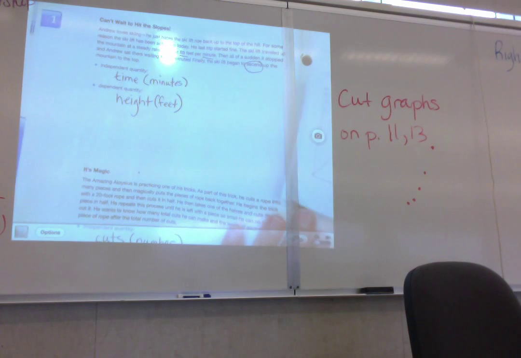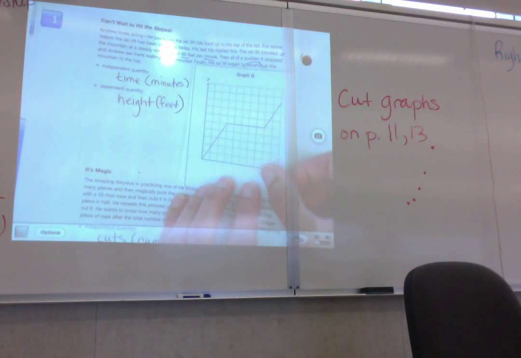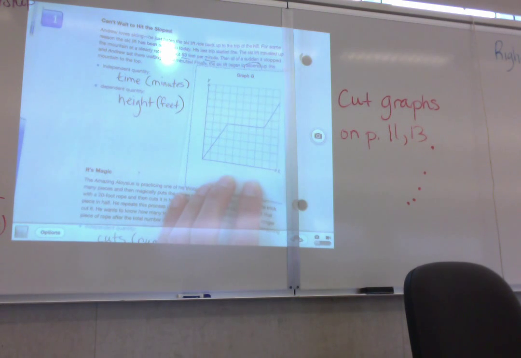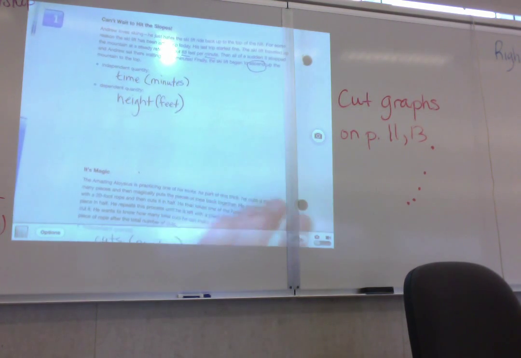Because in the problem, it said the lift started off and then stopped for 10 minutes, and so it would stop at a flat rate and then kept going and accelerating. Nice work. Everybody, glue down graph G.